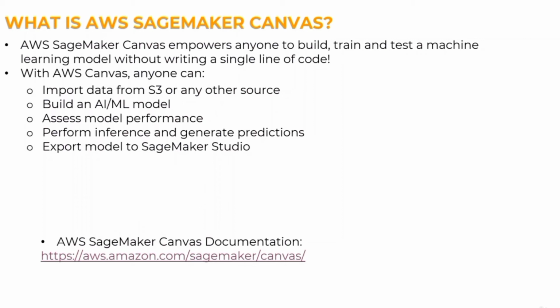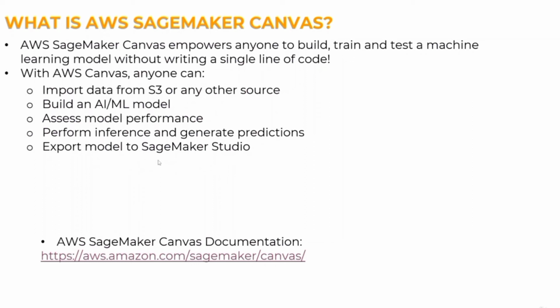AWS SageMaker Canvas empowers anyone to build, train and test machine learning models without writing a single line of code. With Canvas, you can do many things. You can import data from S3, build a machine learning model, and evaluate the performance of the model. You can also retrain the model to solve classification and regression problems. You can also perform inference and generate predictions, and finally, what's really interesting is that you can export the model to SageMaker Studio.